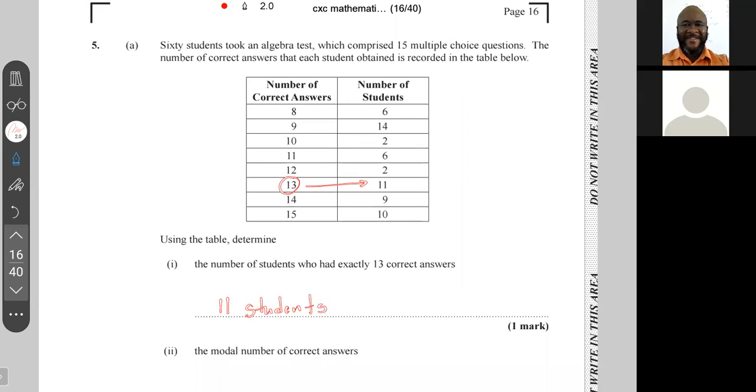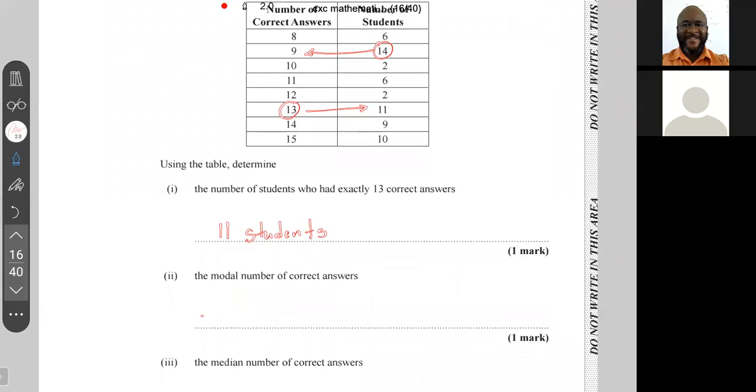We're asked for the modal number of correct answers. Now the mode is the value with the highest frequency. The frequency here is the number of students. The highest frequency is what? 14, and it corresponds to 9 correct answers. So the mode is 9 correct answers.